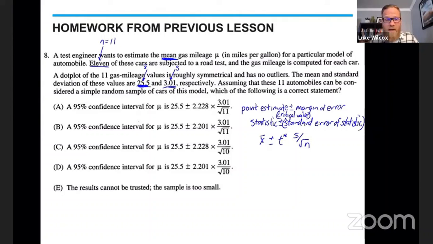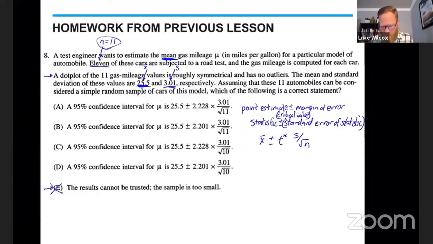So that's the format. Now you'll look, all of the answers sort of follow that format, except answer choice E, which says the results cannot be trusted, the sample is too small. Well, I do have a sample of only 11, and I seem to remember that we would like to have a sample size of 30 or more in order to know the sampling distribution is approximately normal. But if our sample size is small, we can look at the sample data to check that there's no strong skew or outliers, which sure enough, they tell us that the dot plot is roughly symmetrical and has no outliers. So our normal condition is going to be satisfied here, and the sampling distribution will be approximately normal. So this really isn't an issue. That's not going to be one of our possible answer choices here.